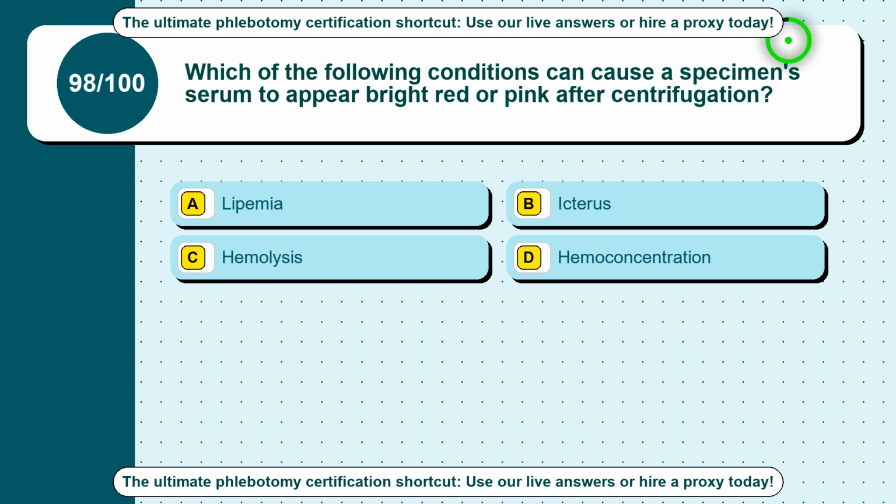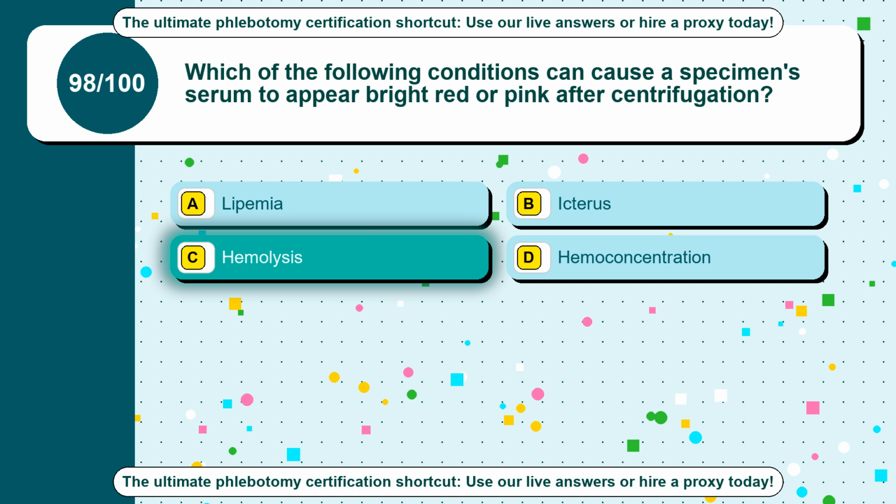Question 98. Which of the following conditions can cause a specimen's serum to appear bright red or pink after centrifugation? Option A, lipemia. Option B, icterus. Option C, hemolysis. Option D, hemoconcentration. The correct answer is option C, hemolysis.